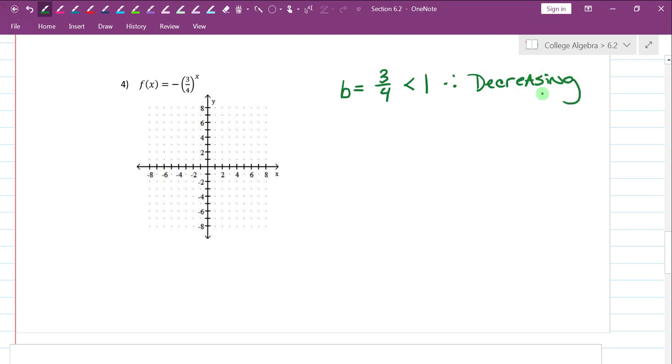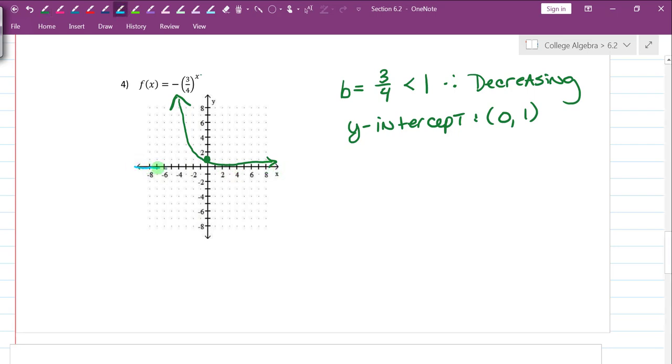Okay? Now, there is no horizontal shift. There's nothing connected to this x to give me a horizontal shift. And there's nothing connected to the main function down here that gives me a vertical shift. So that means that my y-intercept is still the point 0, 1. So we're going to go ahead and plot that. And then it said decreasing. So I'm sliding down the slide. I don't cross the x-axis because it is an asymptote. So we'll draw on our asymptote.